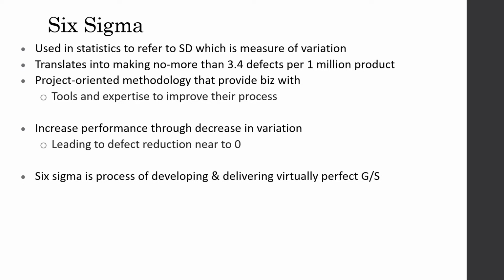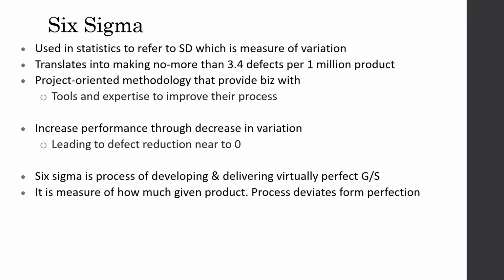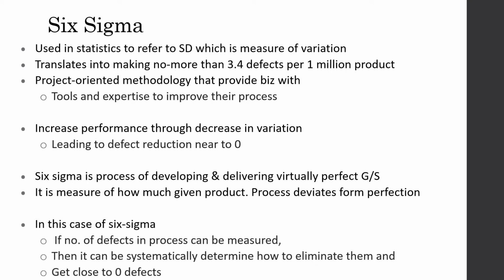The Six Sigma process is the process of developing and delivering virtually perfect goods and services. It is the measure of how a given product or process deviates from perfection. So in the case of Six Sigma, if the number of defects in the process can be measured, then it can be systematically determined how to eliminate them and get close to zero defects.